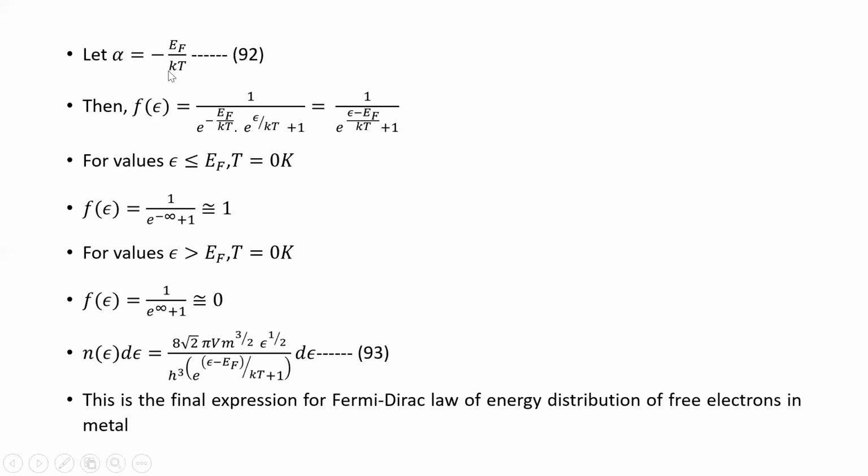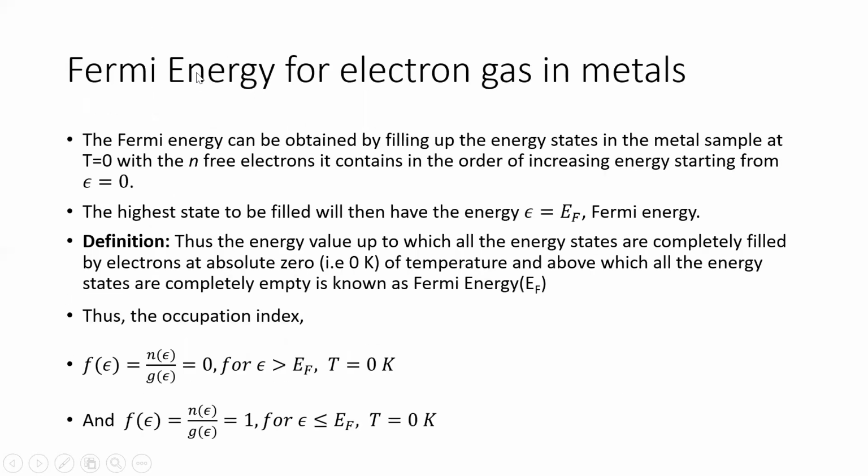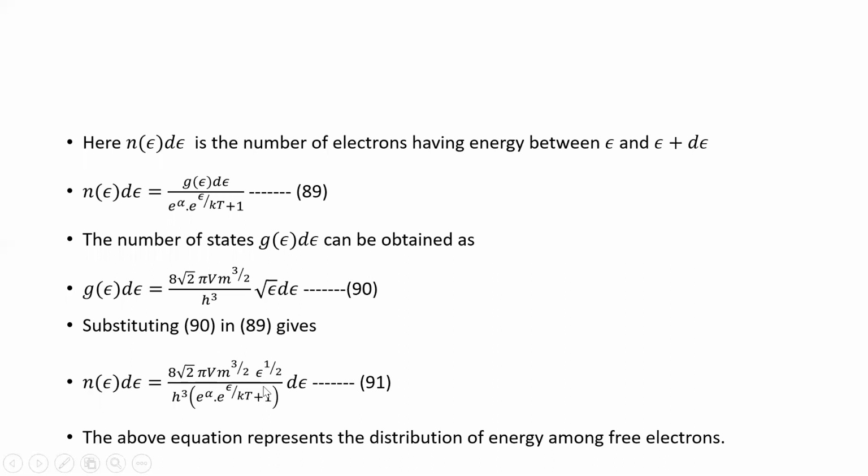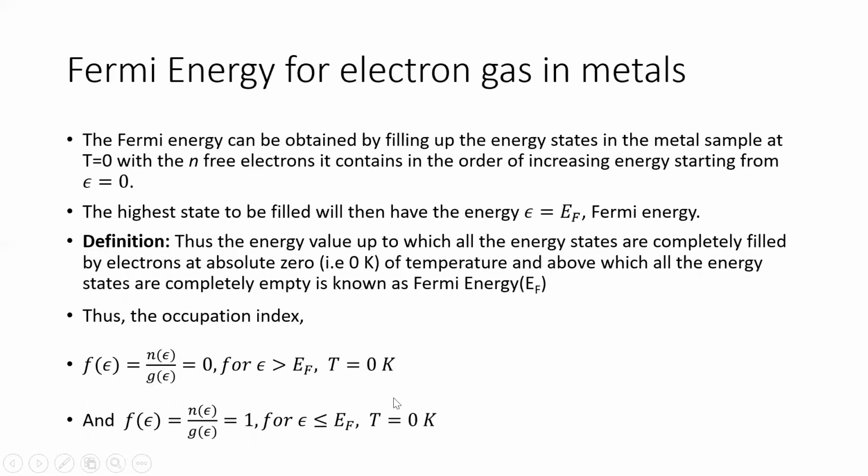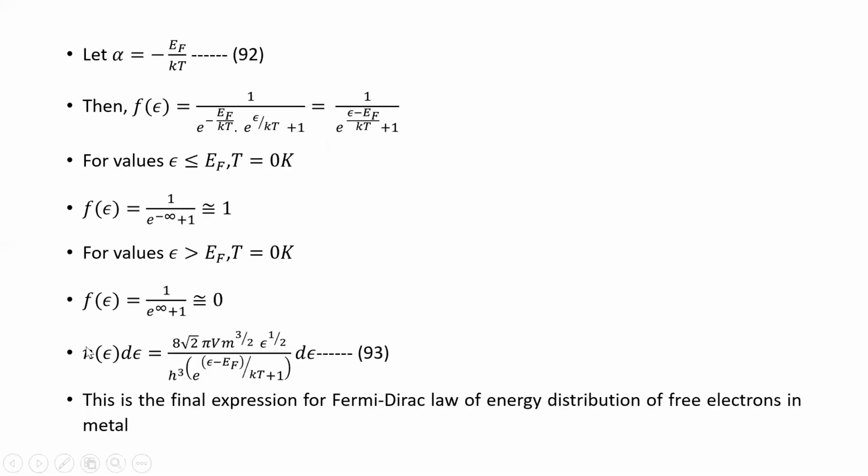So we shall now substitute this equation 92, the expression for alpha, in the expression of NED, which we derived earlier. So by substituting the value of alpha in equation 91, we will get this one. This is 93. So this is the final expression for Fermi-Dirac distribution for free electrons in metals. This expression gives the number of electrons having energy between E and E plus dE in a metal. Number of free electrons. So here EF is the Fermi energy.